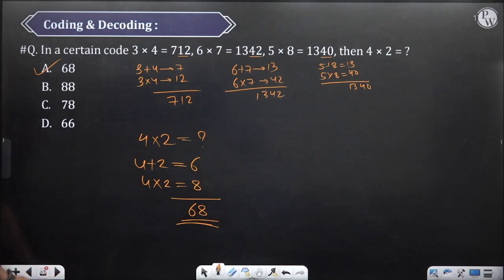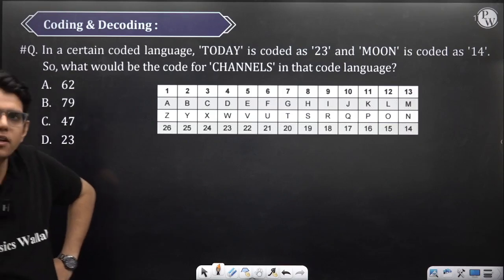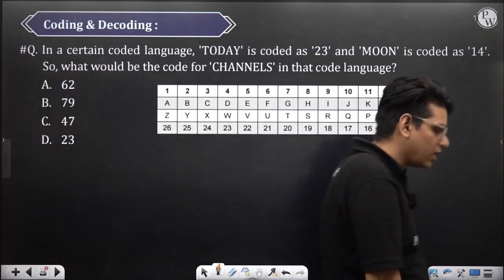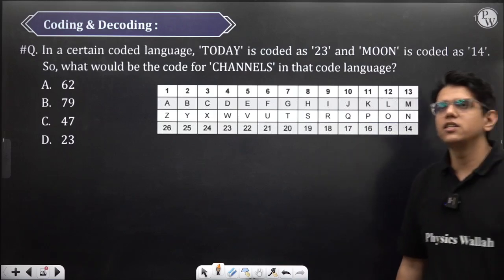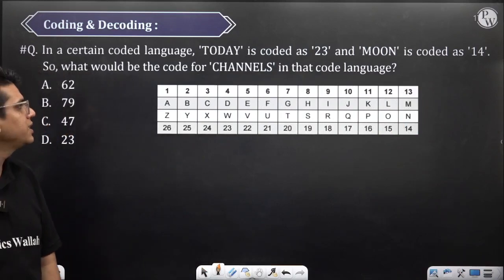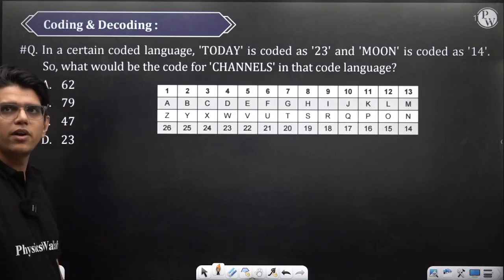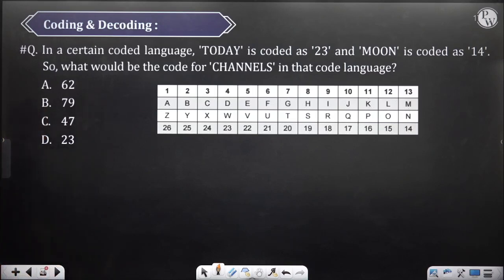Okay. Now this is one of the tougher questions. The second one: in a certain code language, today is coded as 23 and moon is coded as 14. So what would be the code for channels? Because I know the pattern, it will seem easier as soon as I tell you. But this is one of the tough questions. If you don't know how to solve this, you won't crack it. Basically, you have to try n number of iterations and then see if something hits. So what happens here?